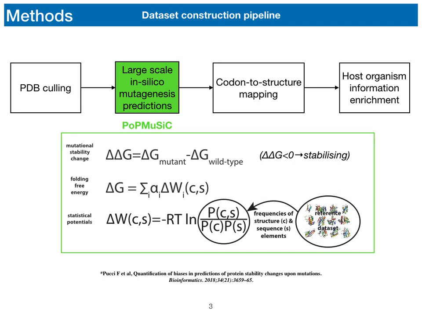So a quick word on the predictor. It basically estimates the Gibbs free energy of folding as a linear combination of knowledge-based statistical potentials evaluated via the inverse Boltzmann law, and the probability of occurrence of a state is sampled as the joint occurrence frequencies of structure and sequence elements in a reference database of X-ray structures.